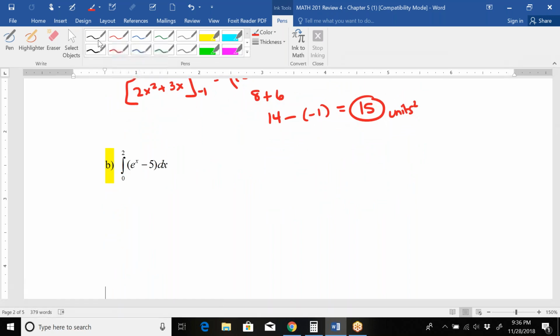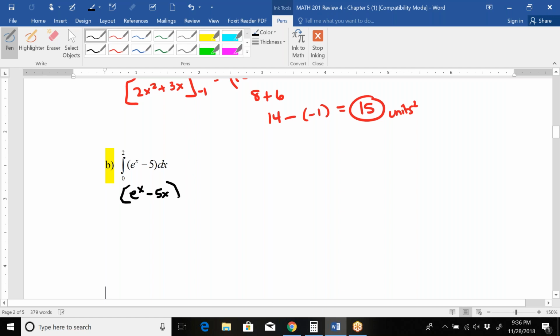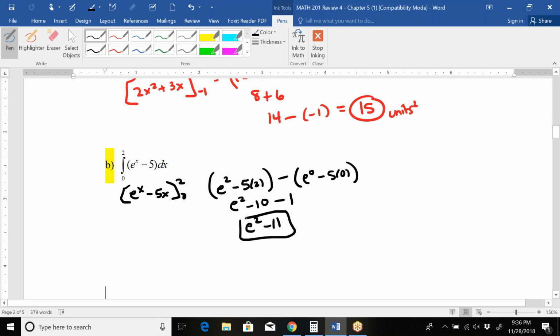Okay, for the next one, we're going to do the antiderivative again. e to the x's antiderivative is just e to the x, and then we have a minus 5x. We're going to evaluate this from 0 to 2. So if we plug in 2, we get e squared minus 5 times 2, minus e to the 0 minus 5 times 0. This is e squared minus 10 minus e to the 0, which is 1. That's a 0. So this is going to be e squared minus 11. That's the exact answer. The approximation on that is negative 3.61 if you type that in on your calculator.